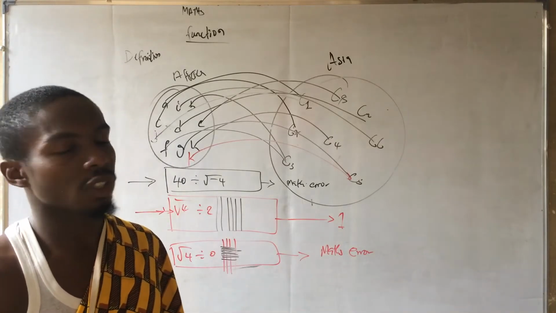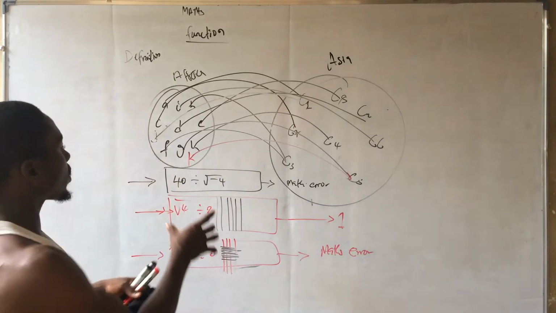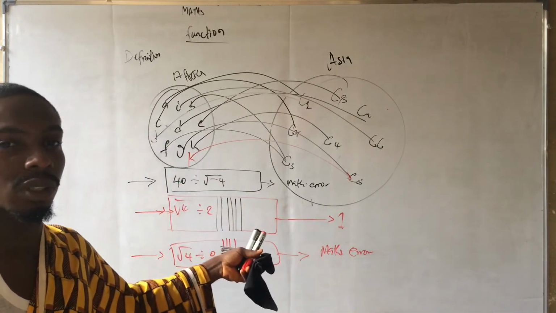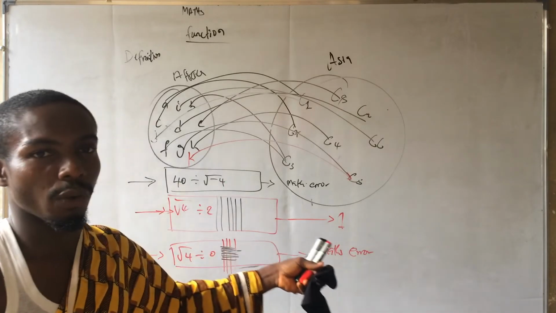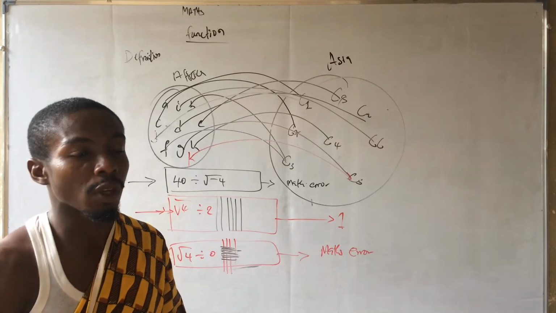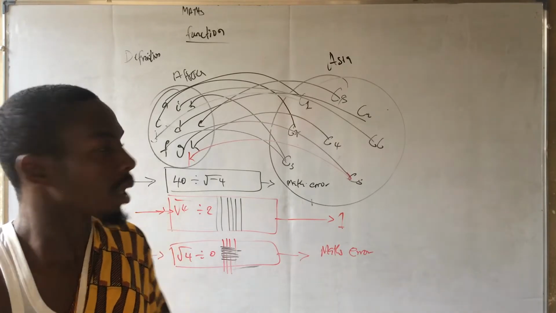In fact, it is not possible for you to divide by 0. Now the same thing applies here when you divide 40 by the square root of negative 4 in the real line. Some calculators are programmed for real-valued numbers.